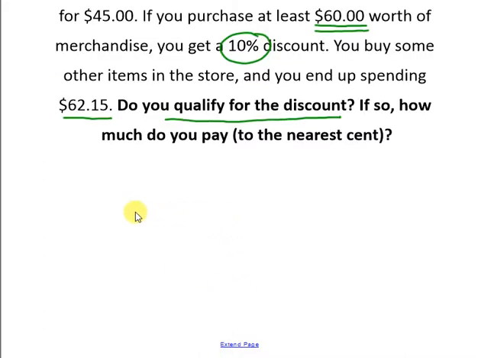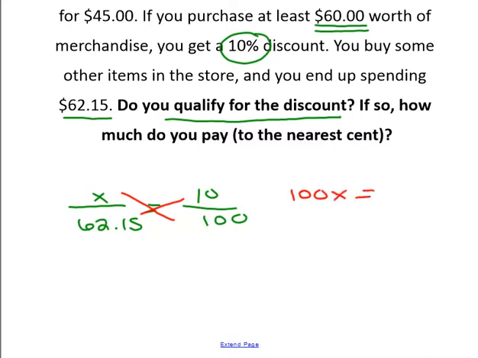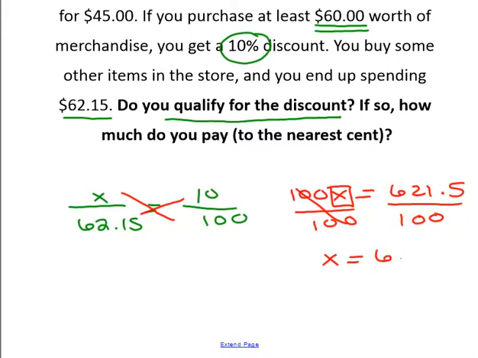Now I need to see how much the discount is. So set up my proportion. I get a 10% discount. That's over 100. The total that I paid is $62.15, and I put the x right there. I'm going to cross multiply. 100 times x is 100x. And then 62.15 times 10 is going to be 621.5. I'm going to box the variable, divide both sides by 100. That cancels, and I'm left with x equals. When I do this division, I'm going to get 6.215. That's my discount.